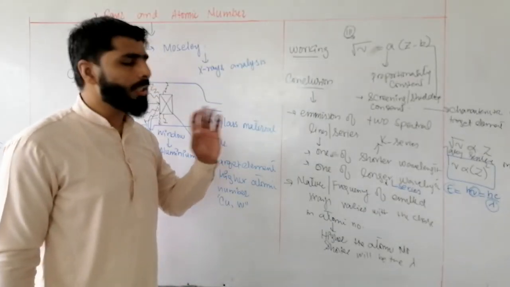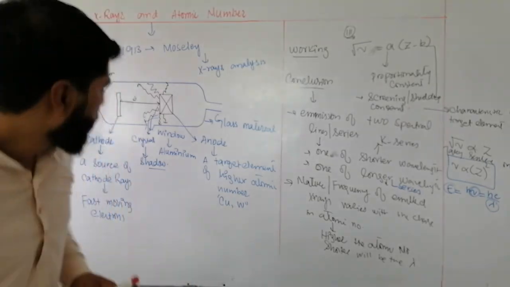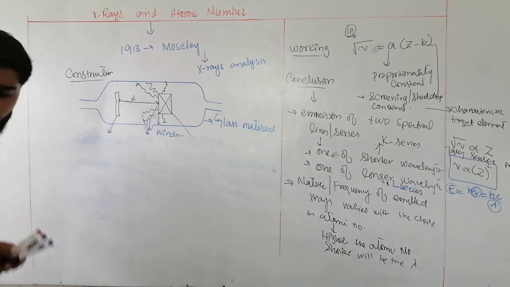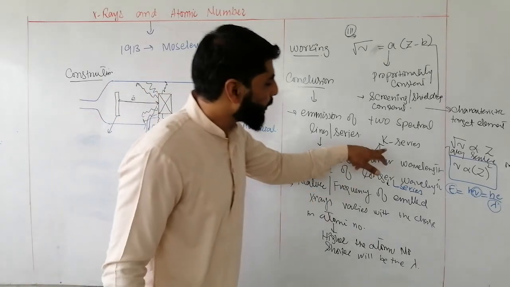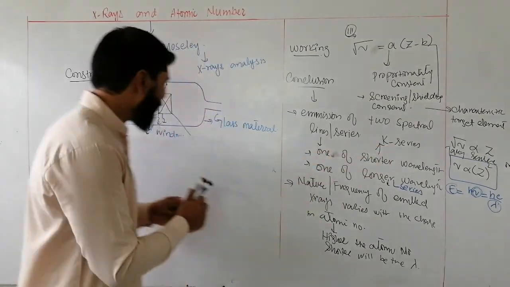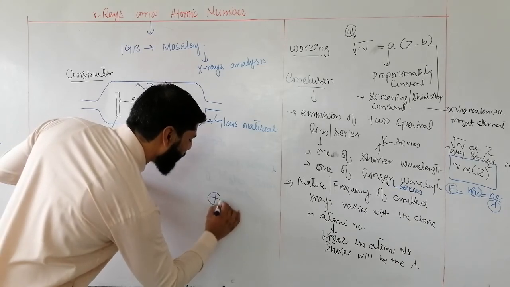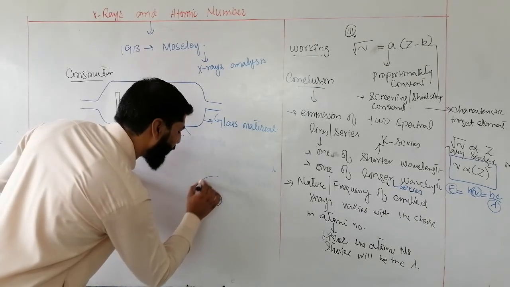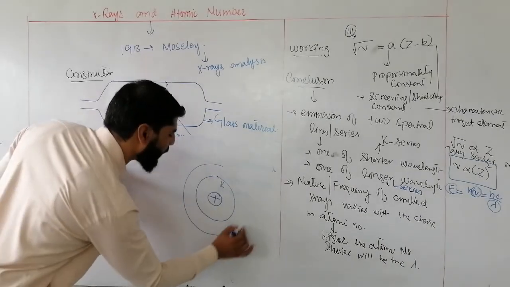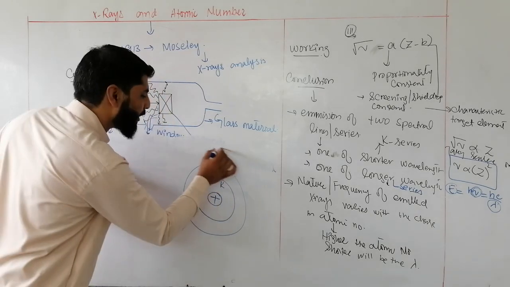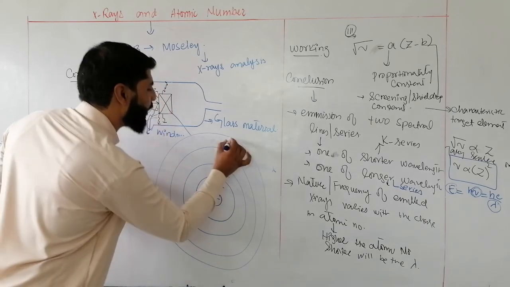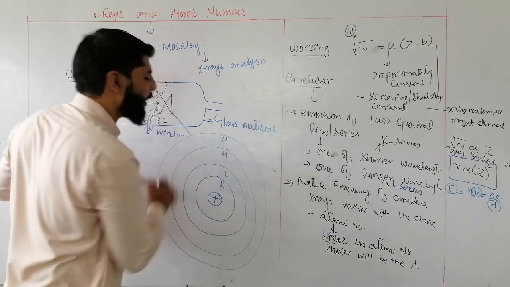So students, what is actually happening here? We said that there is a series of shorter wavelength named the K series. Suppose we have an atom having a nucleus. We have the first shell named K shell, the second shell named L, the third shell labeled M, the fourth shell labeled N, and so on.